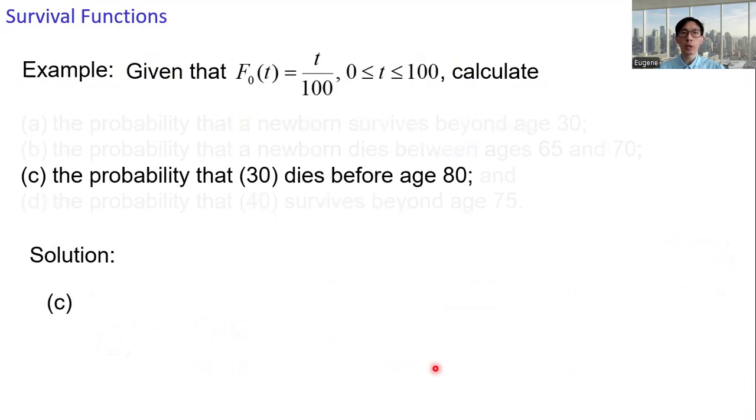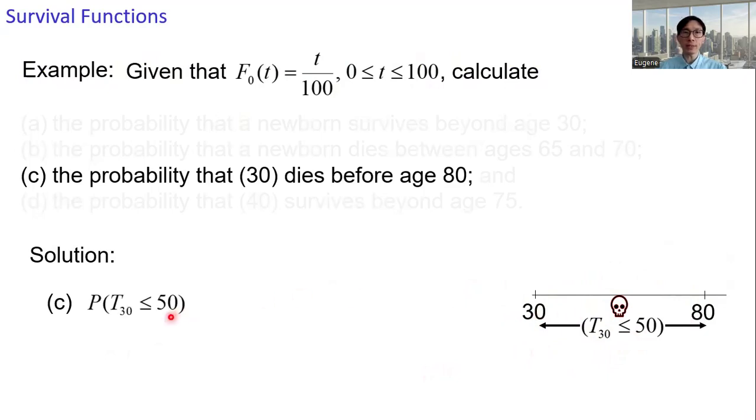And then part C, the probability that a person age 30 dies before age 80. We have the event T30 less than or equals 50. 50 is the future lifetime of a person age 30 who dies before age 80. So the future lifetime is 50 years maximum. We need to get the probability of this event, but we are given the distribution function of a newborn, F0. So the next step is to convert this probability in terms of T30 into T0.